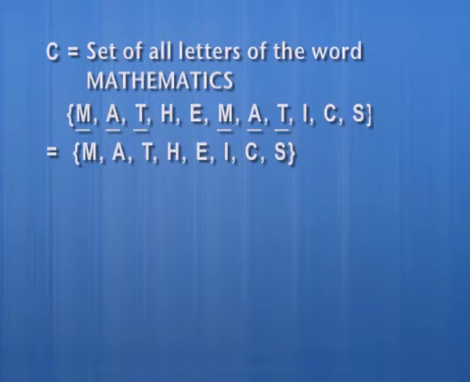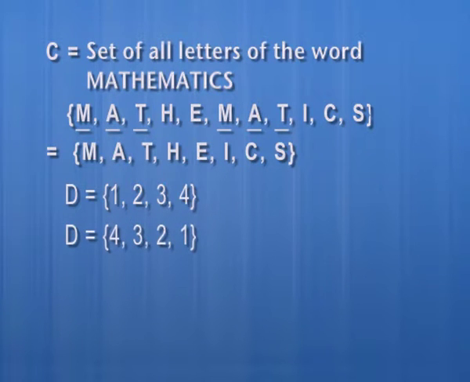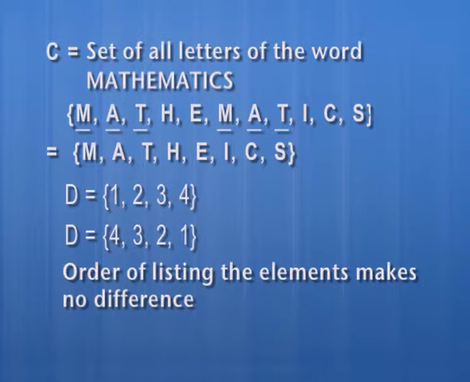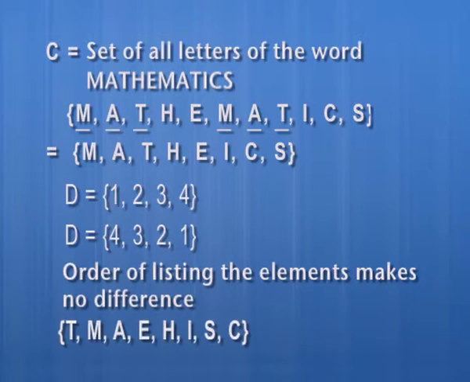Again, suppose I change the order of these letters. Will it make any difference? Let us understand it with an example. A set is there containing only 4 elements, 1, 2, 3 and 4. We will list the elements in this order. Suppose I list it in the order 4, 3, 2, 1. Will it be a different set? No. Order of listing the elements in a set is immaterial. So, if the letters of the word mathematics are written, the first letter is T, the second letter is M, it will make no difference.